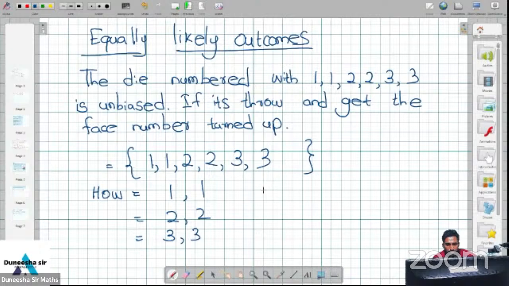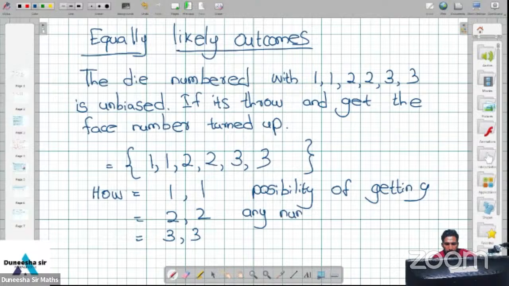Okay. Possibility of getting any number of die is equal. Okay. Possibility of getting any number of die is equal. Can you get it? Okay.